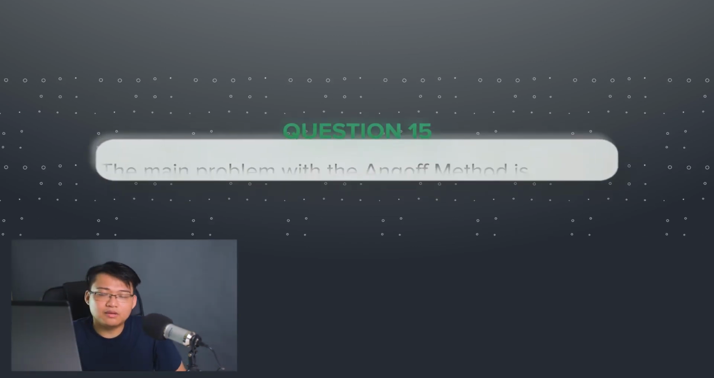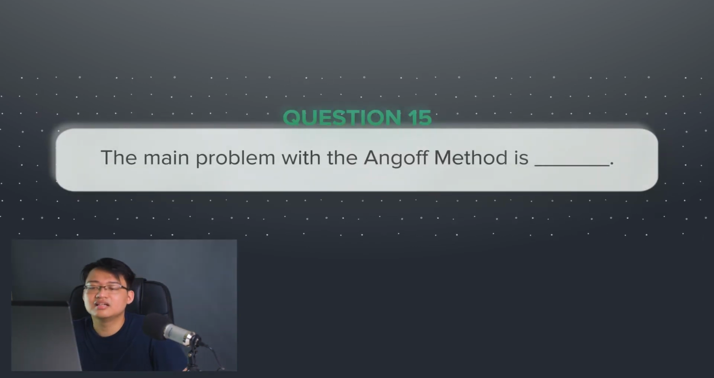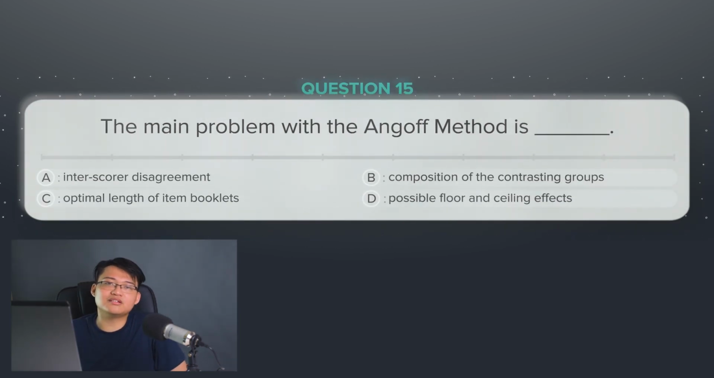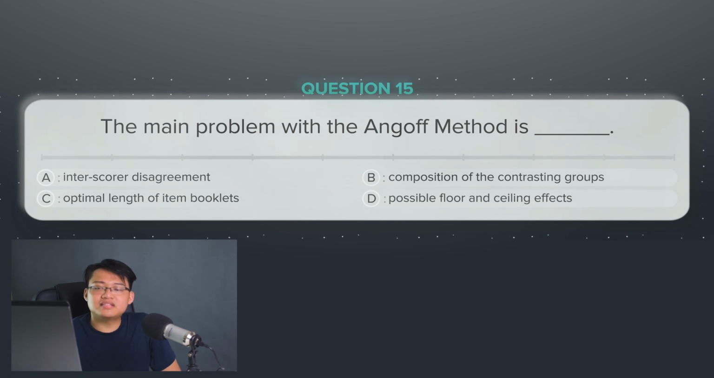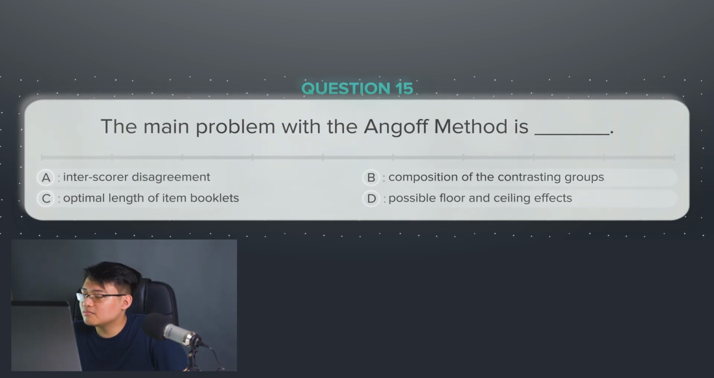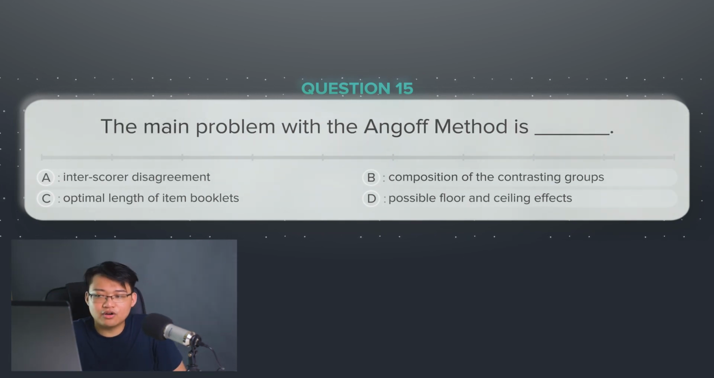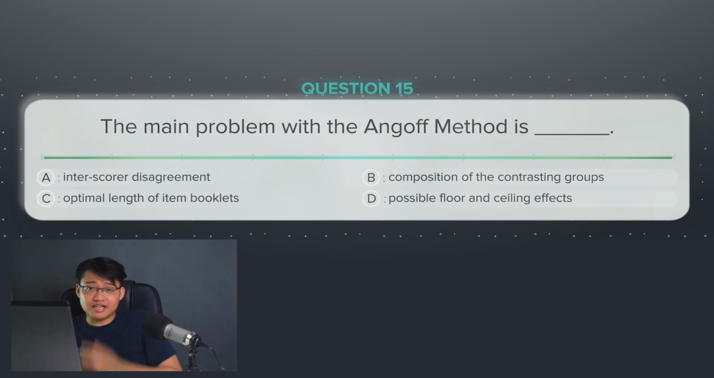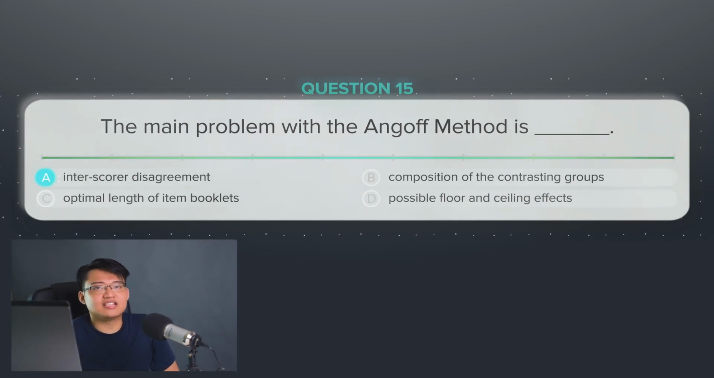The main problem with the Angoff method is A. Inter-scorer disagreement, B. Composition of the contrasting groups, C. Optimal length of item bookmarks, or D. Possible floor and ceiling effects. And the correct answer is letter A.